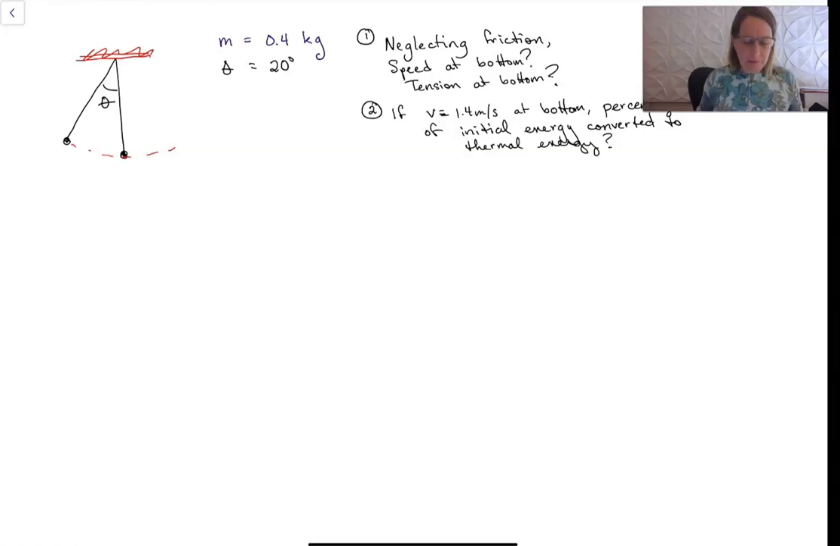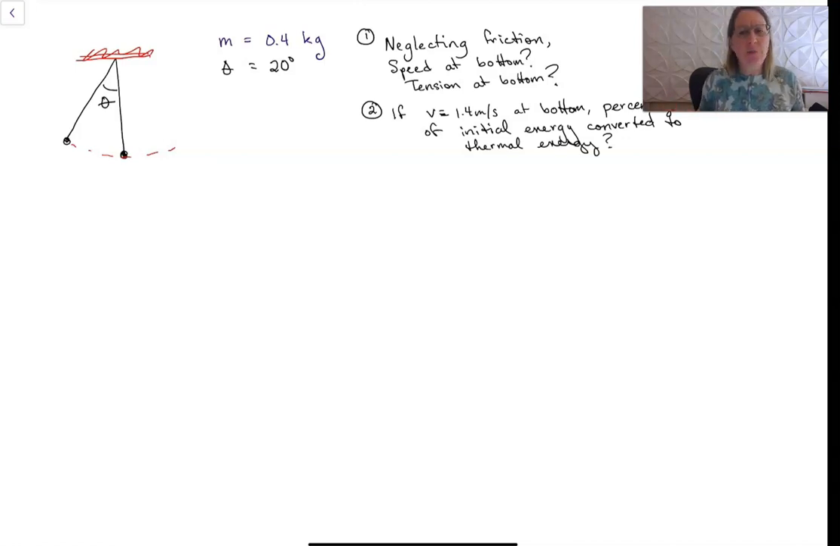This is a pendulum setup where I have a bob with the mass given as 0.4 kilograms, starting at an angle of 20 degrees. And the question is, first of all, neglecting any friction or air resistance, what would be the speed at the bottom and what is the tension in the string at the bottom?